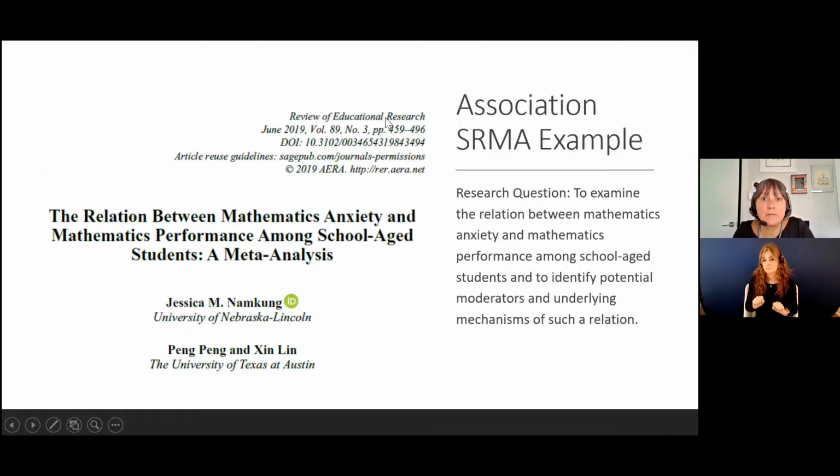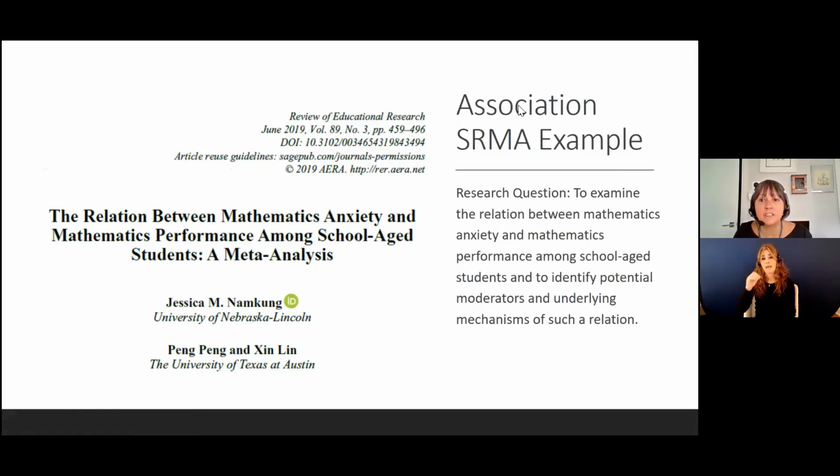And then our other major question, again, is about associations. So here's a third systematic review published in the Review of Education Research. And this one now is looking at the relationship between mathematics anxiety and mathematics performance among school-age students by Jessica Namkung, Peng Peng, and Jin Lin.